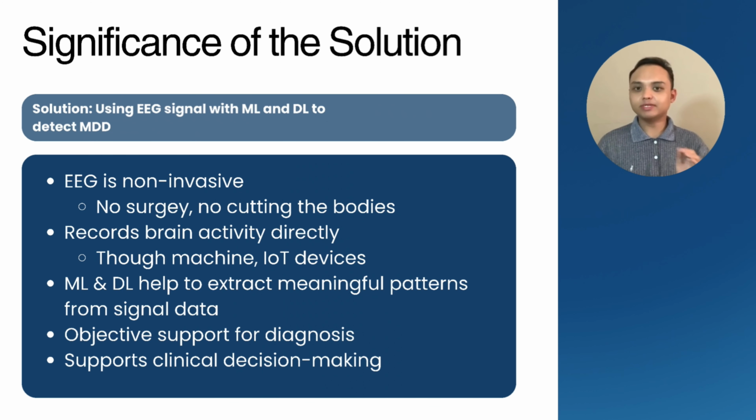Using EEG signals with machine learning and deep learning to detect MDD has significant benefits. First, EEG is non-invasive, meaning it does not require any surgery or cutting of the body, because EEG only records the brain's activity directly by using machines or IoT devices implemented with machine learning or deep learning algorithms. Since MDD affects how the brain functions, these EEG signals can reveal the patterns associated with depression. Then, machine learning and deep learning can help to extract these meaningful patterns from the brain signals. This could provide objective support for diagnosis and help clinicians, doctors, or psychiatrists to make better decisions in clinical settings.